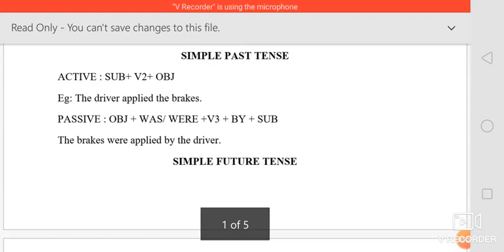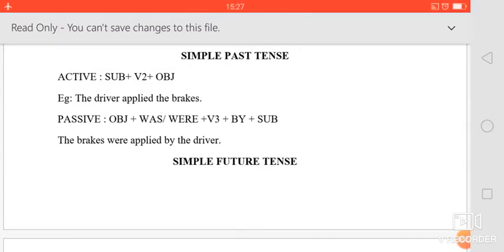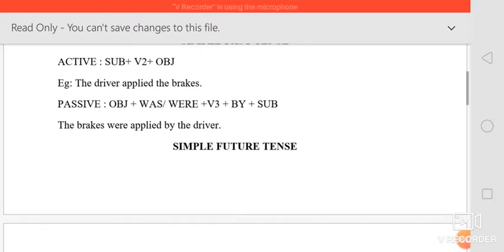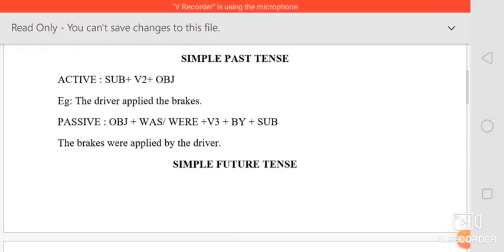Right, moving on to the next one, simple past tense. सो सिंपल पास्ट टेंस का एक्टिव फॉर्म क्या होता है, फर्स्ट ऑफ ऑल द सब्जेक्ट विल बी रिटन, then verb V2 or the past tense of the verb will be written, then the object, right? So you can see the example here. The driver applied the brakes.